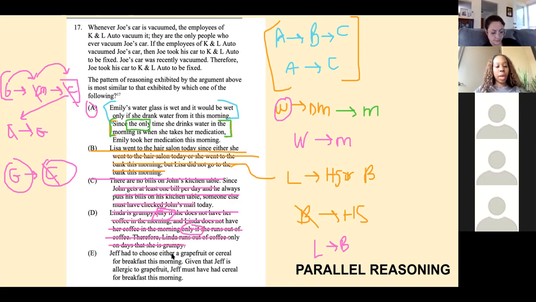Okay. Jeff had to choose either a grapefruit or cereal for breakfast this morning. So Jeff had to have a grapefruit. I already don't like this because it's giving us two options. Given that Jeff is allergic to grapefruit, he must have had cereal. That's not what we're doing at all. So we can cross E off, and that's why A is our answer.